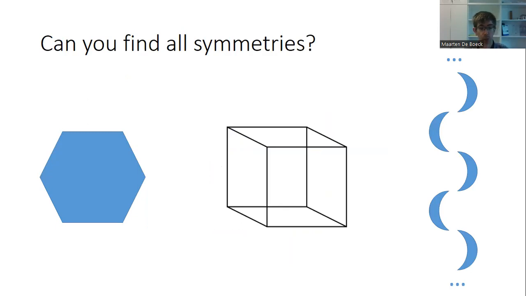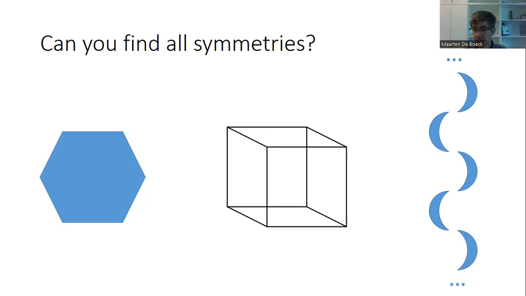On the left is a regular hexagon. And you could wonder how many symmetries it has. Think about it for a moment for yourself. You need to find 12. Then in the middle, we have a cube. Very nice cube. It has 48 symmetries. Think for a moment for yourself, where are these 48 symmetries? How can I find them all?